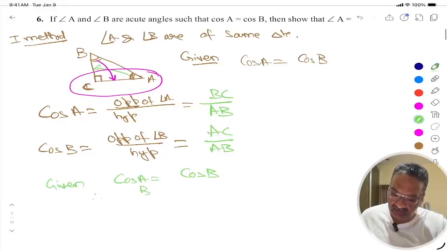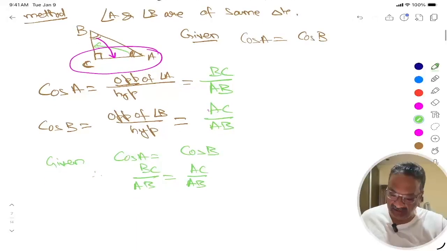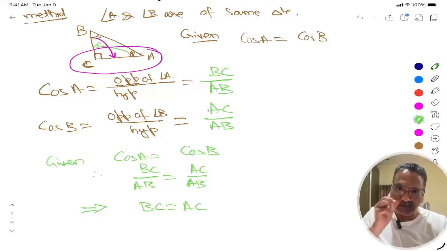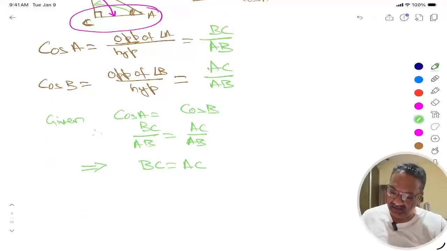Therefore BC by AB is equal to AC by AB. Both sides AB are there. What does this imply? This implies BC is equal to AC. So the two sides BC and AC are equal.